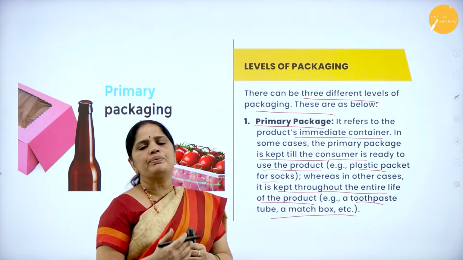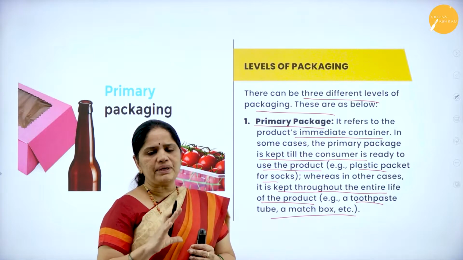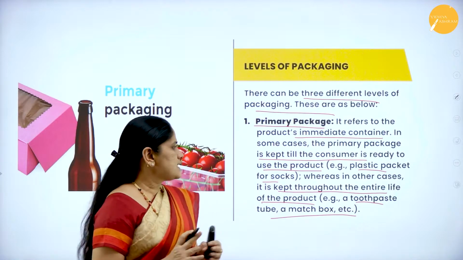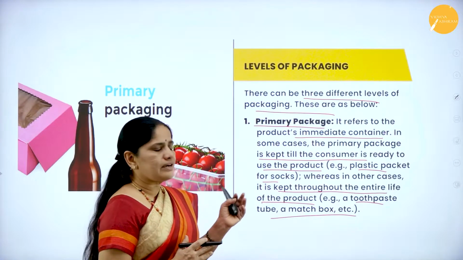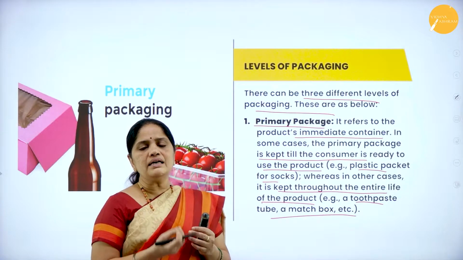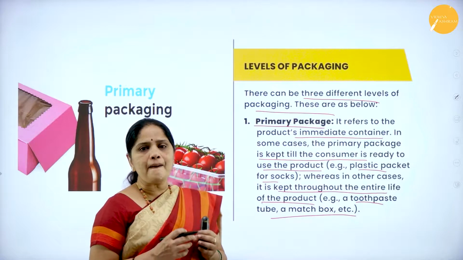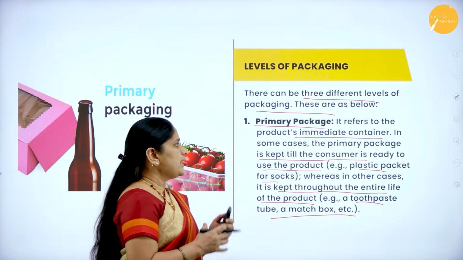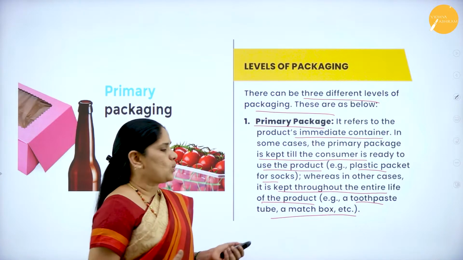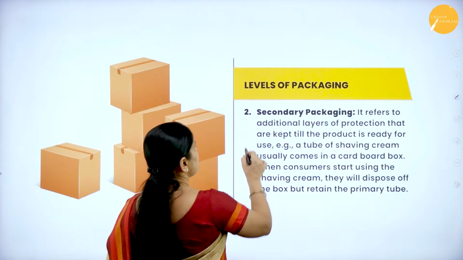For example, you purchase a bottle of oil, then you will be keeping that bottle until that oil gets empty. In the same way, we have the toothpaste. The tube will be there until the paste gets over. So, that tube we call the primary package, or the immediate container with which the product is being sold. Then, the second level of package is the secondary package.